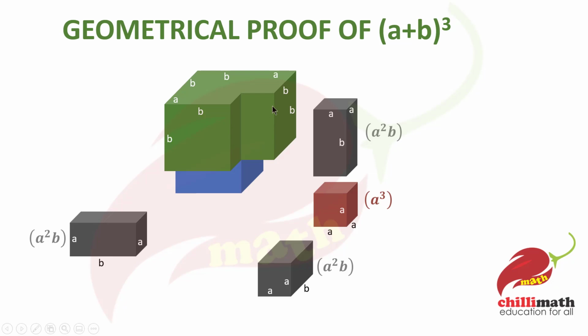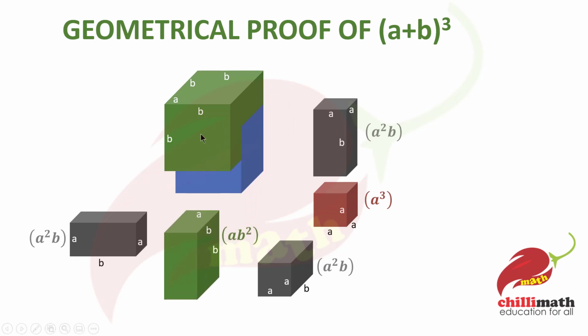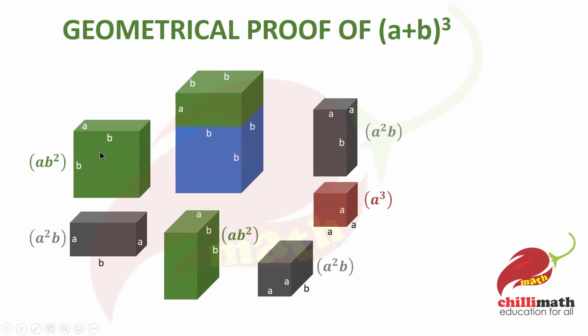Now let's separate this portion whose length is a, breadth is b and height is b. So its volume is ab². Similarly, we'll separate this portion whose length is b, breadth is a and height is b. When we separate, you will understand. So its volume is ab².